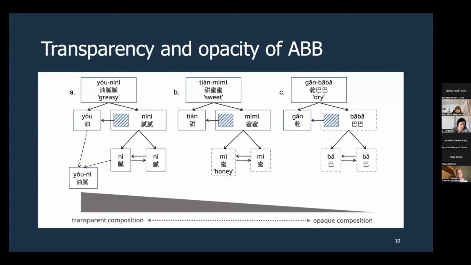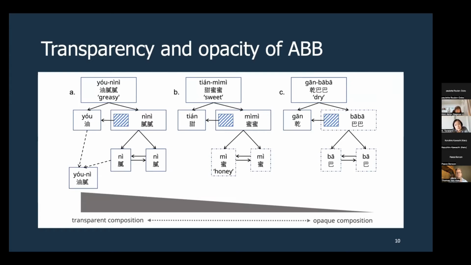But then at the same time, we do need to recognize that there are words like yonini, which are completely transparent. So yonini means greasy, yo means oil or oily, nini means greasy, ni means grease or greasy. So these things are very clear. People have no problems understanding them.